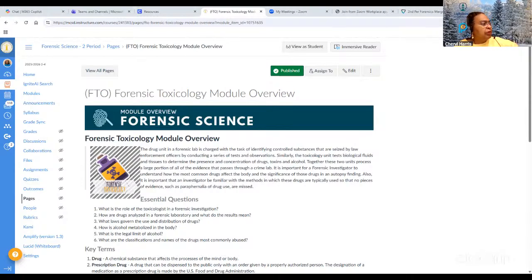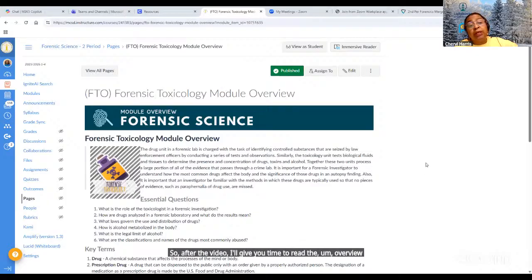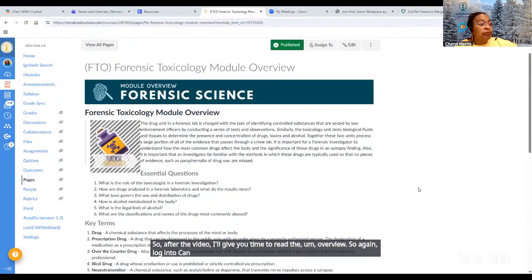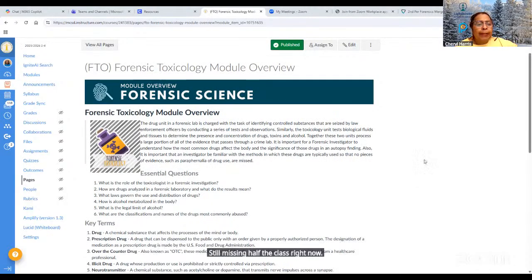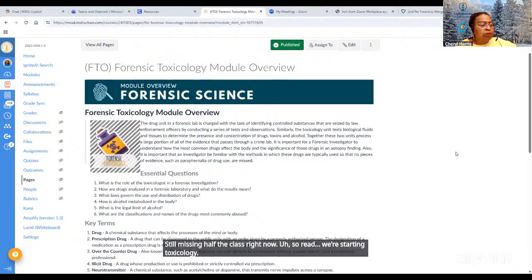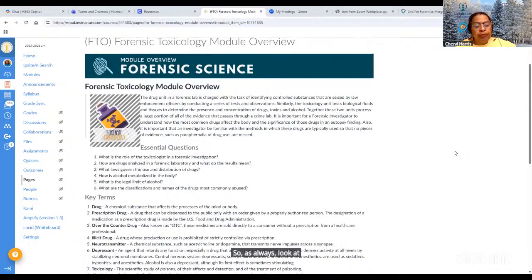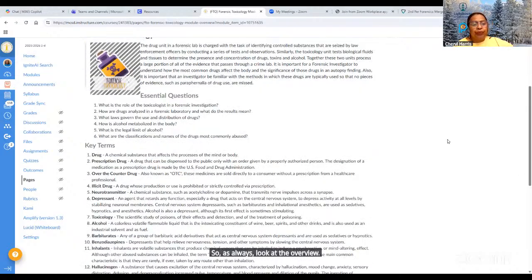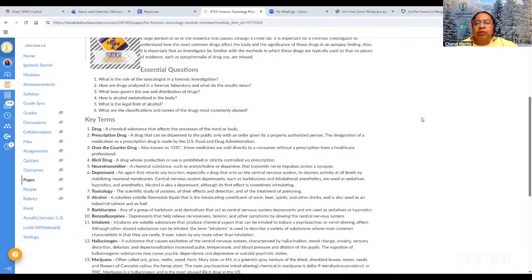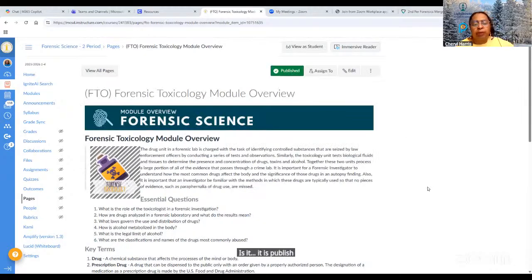So after the video, I'll give you time to read the overview. So again, log into Canvas while we're waiting for everybody to come in. We're still missing half the class right now. So read, we're starting toxicology. So as always, look at the overview. It is published, okay.